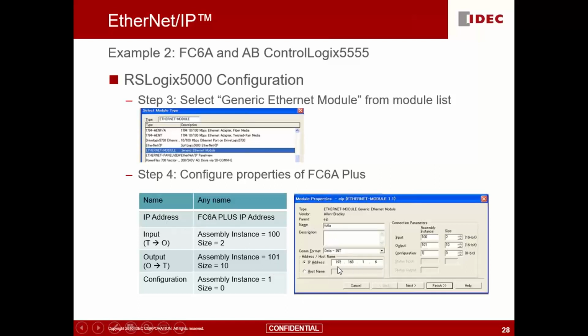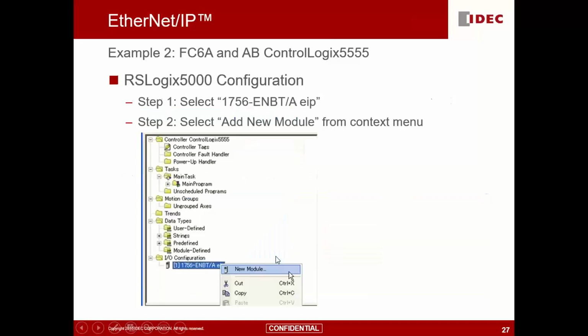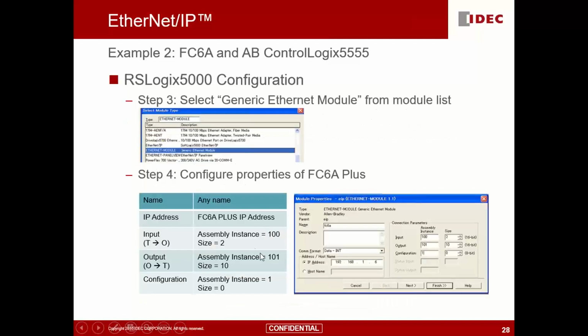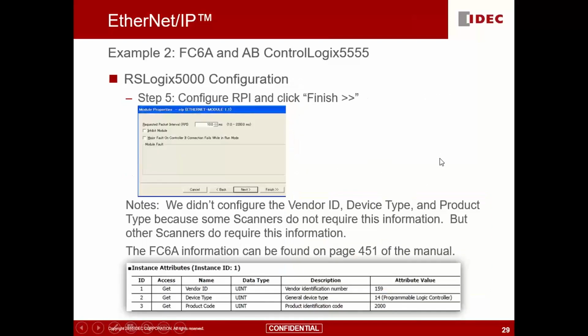Actually this information you don't have to fill in, but for the purpose of this training, I'm going to show it here. So the IP address, which right now is 192.168.1.6, that's the IP address of the FC6A Plus. The assembly instance input and output, 100 and 101, as you can see, were defined in here. You put that in here. Assembly instance ID, we put in 1, right? We use a 1, and sometimes it's different for different manufacturers. So you put a 1 here. Okay, and then you just configure the RPI and click finish.